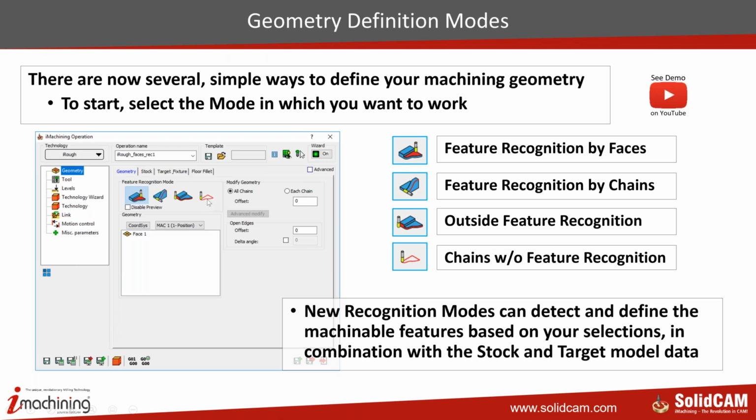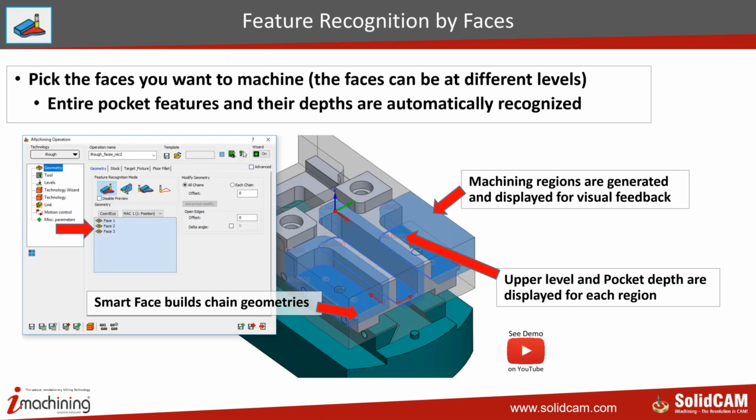Earlier we used to see only the contour selection. Now when you go to iMachining 2D, you automatically get these four options: feature recognition by faces, chains, outside feature recognition, and chains without feature recognition. When you use feature recognition by faces, you just have to pick the face using the smart face technology. The moment you pick the face, iMachining will pick the boundary automatically. It also highlights the machining region in a different color, and it displays the upper level and lower level automatically.